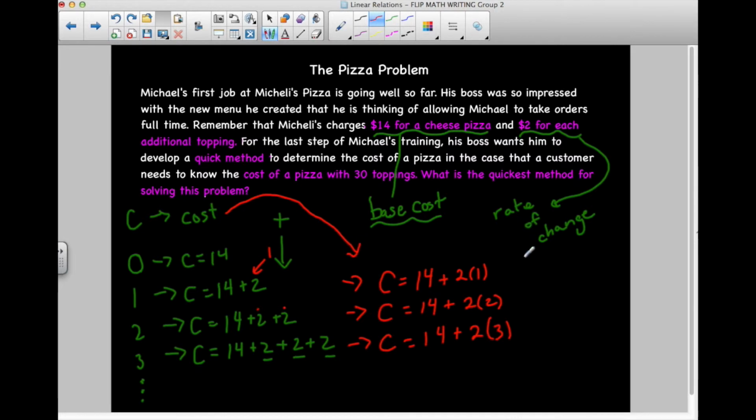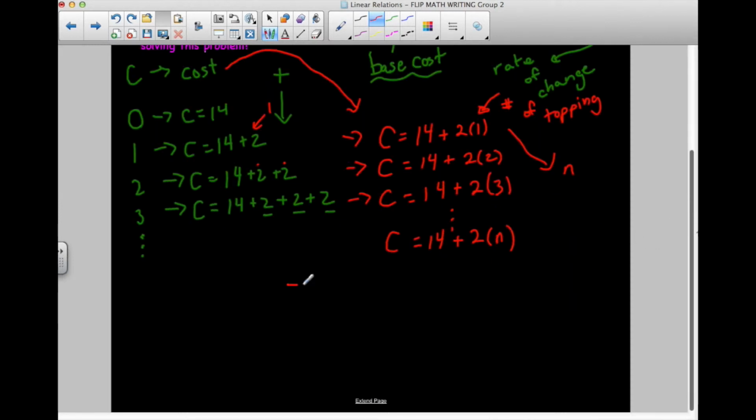But if you think back to some of the earlier pizza problems, we came up with 2 variables that we'll see represented the cost. And what does this number represent? Yeah, you're right, it represents the number of toppings. So what's a nice variable that can represent the number of toppings? Well, n is always a great variable for the number of anything. So if we continued this on, we could see that our cost was equal to 14 plus 2 times the number of toppings.